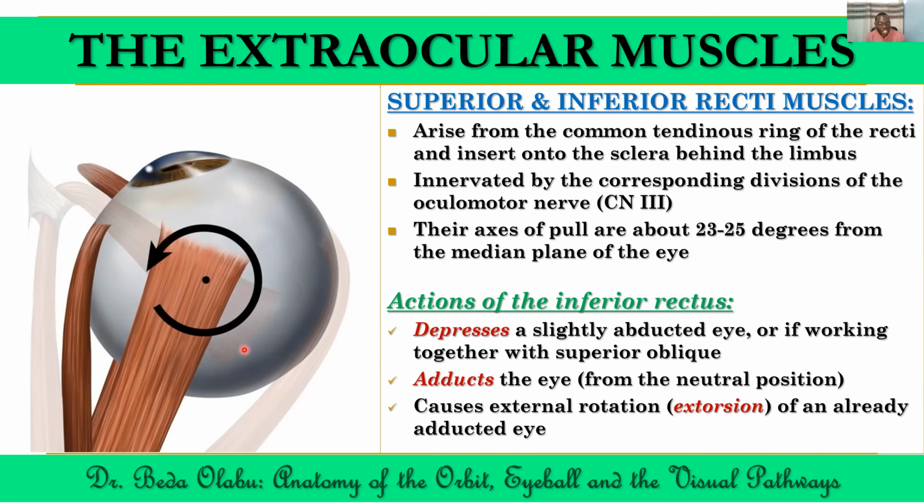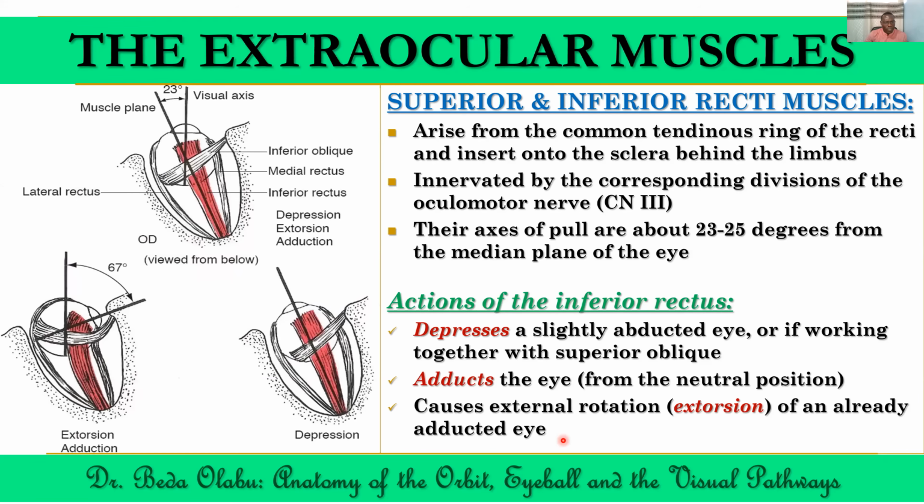Now, if you understood the internal rotation, you understand that if this eye is adducted and the inferior rectus contracts, it will pull the lower surface of the eyeball posteriorly. The upper surface of the eyeball will go anteriorly, and that is external rotation around the anterior-posterior axis of the eye. This illustrates for you the action of the inferior rectus and the actions of the superior rectus.